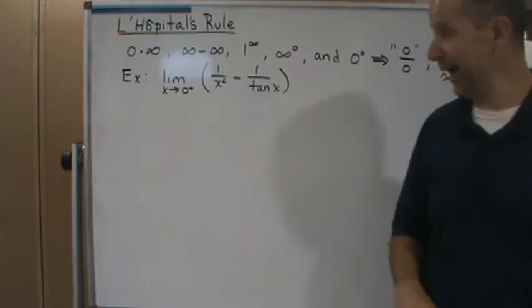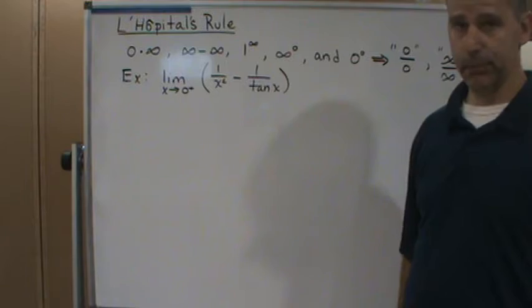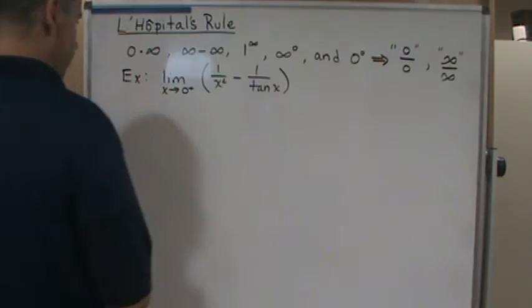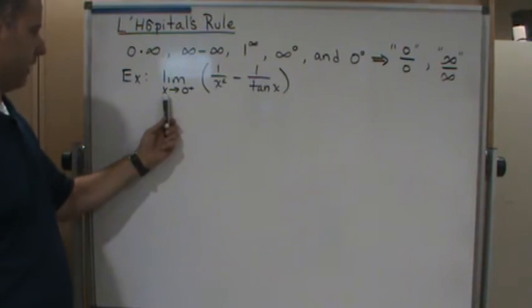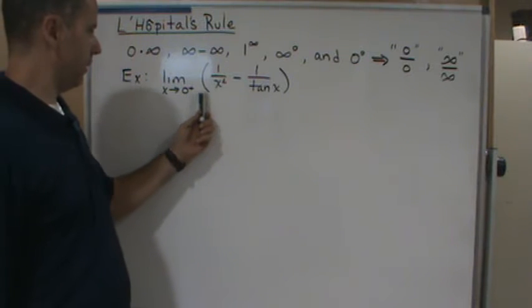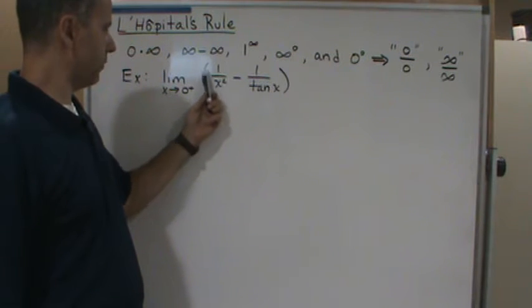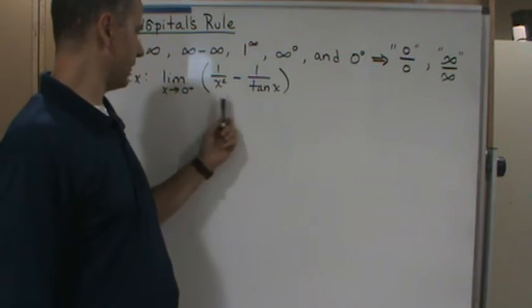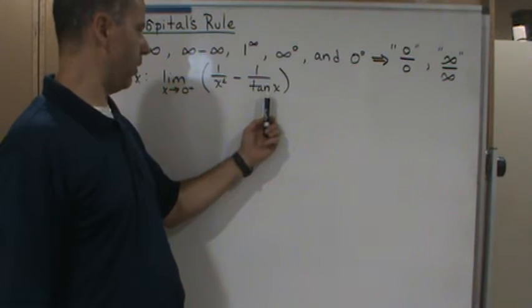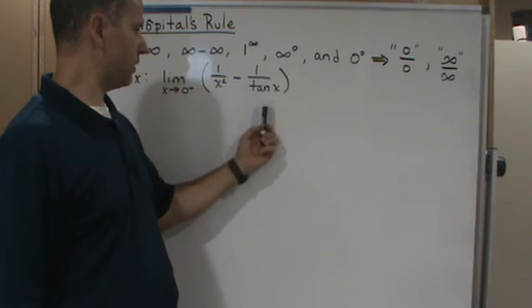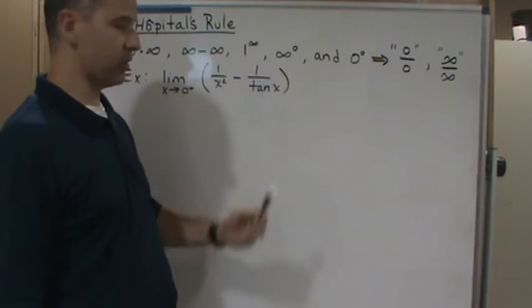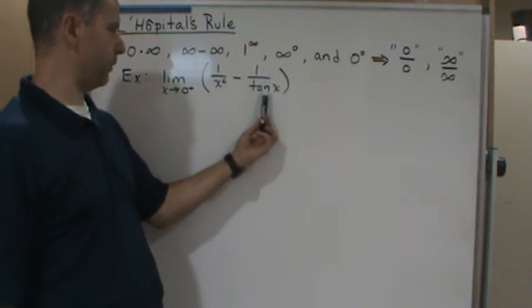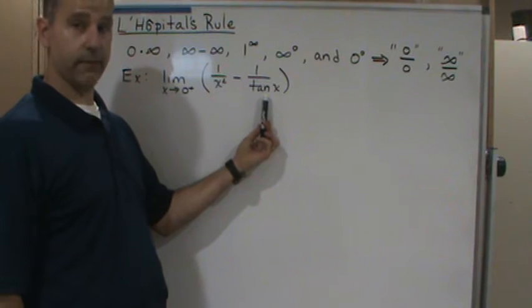Okay, welcome back, and now we have another example of an indeterminate form. So notice that as x approaches 0 from the right, what happens here? This term goes to infinity, and tangent x as you go to 0 from the right also goes to 0, which means this is going to infinity. So I have the indeterminate form infinity minus infinity.